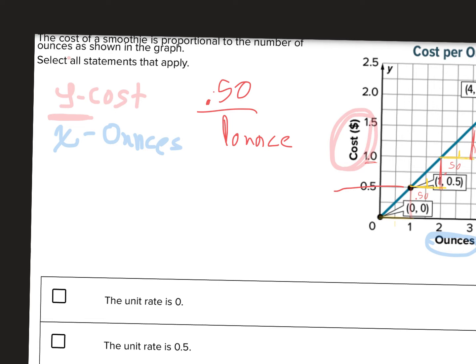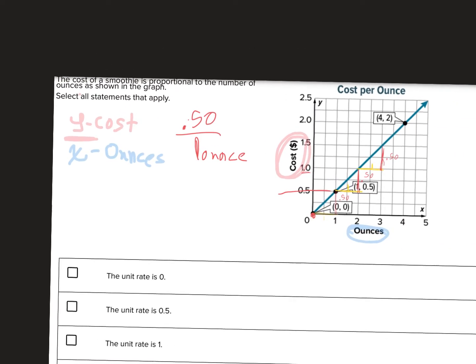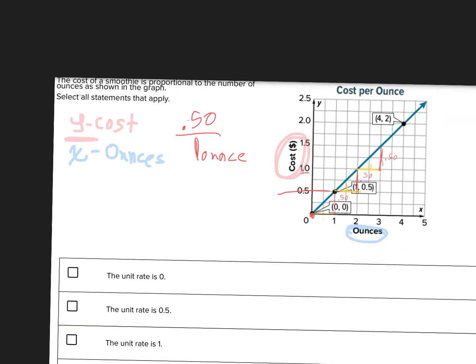I add that 0 on the end because we express money with cents to the nearest 100, okay? I also observe that this starts at 0 because, of course, if you have 0 ounces, it's going to cost $0. Anything else that I notice?